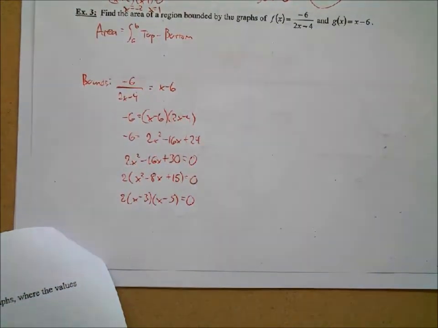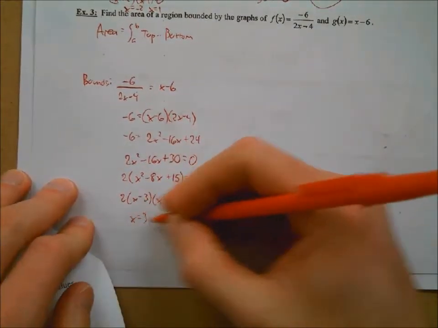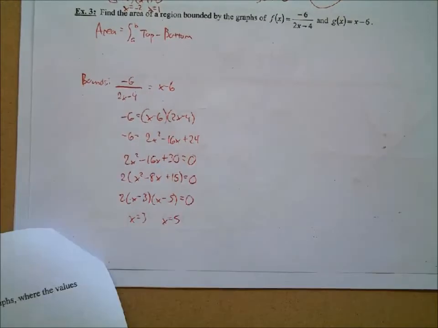Okay, so x equals 3, x equals 5. Now, there's an x value here that could cause us some problems, but we luckily avoided it for our interval. What x value here would cause some issues? 2, right.